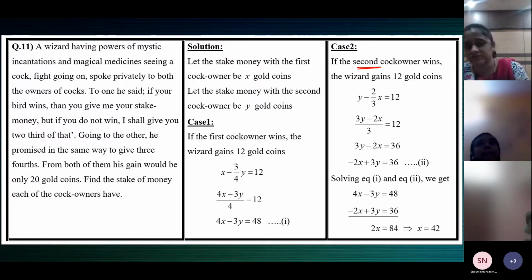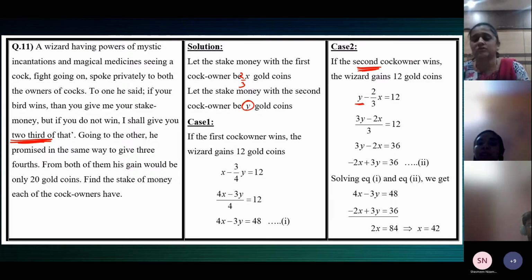If the second one wins, his stake money is Y. So he'll give away all this Y to the wizard. But the wizard has to pay the first one, who's the loser. How much does he agree to pay the first one? 2/3. If the first one is a loser, he'll get 2/3 of X, his stake money.